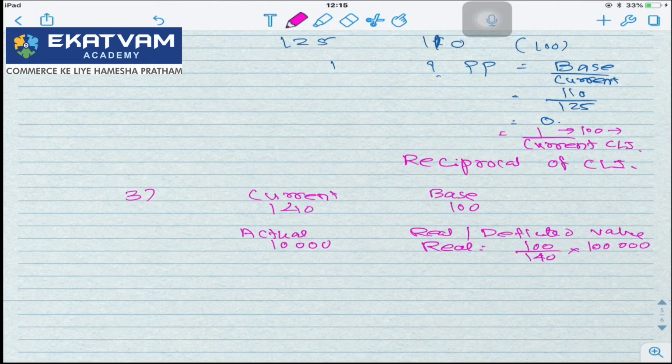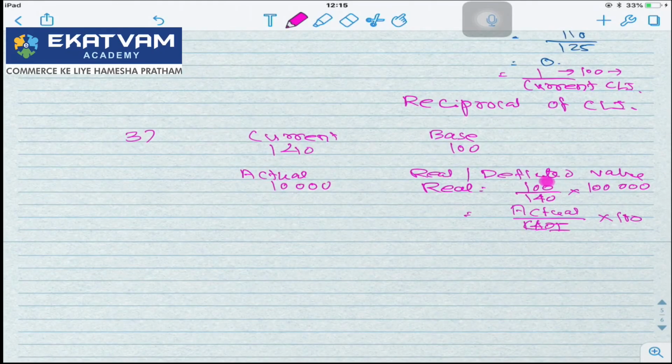But mind well, this 100 is not compulsory. It can be 1 as well. And therefore I can reshuffle this formula for the theory question as actual value 10,000 divided by 140 current CLI, and that multiplied by 100. But that 100 can become 1 as well, so it can just be written as actual value upon the current CLI. So it's a ratio between actual value and CLI. 100 is generally 100, but it's not necessarily 100. It can be 1 as well. Then in that case, you can drop it. So 1 upon CLI is purchasing power.